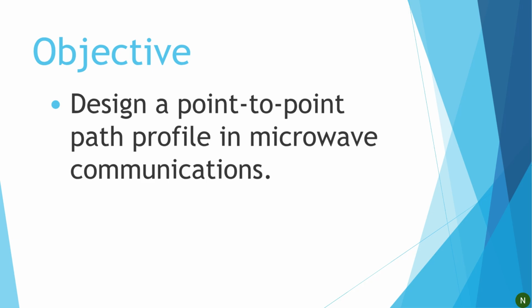The main objective of this project is to design a point-to-point microwave communication link by creating an accurate path profile. This involves analyzing the line of sight between two stations, calculating the required antenna heights, verifying terrain clearance, and ensuring that the path satisfies Fresnel zone requirements for reliable signal transmissions.